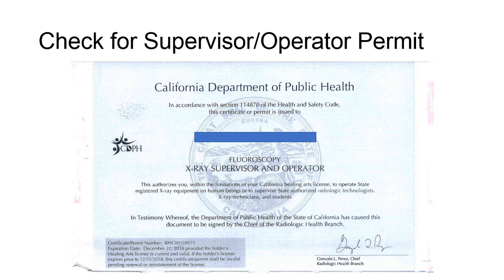Most hospitals will keep a roster of current licenses, or you can look these up on the California Radiation Health Branch website in our state.